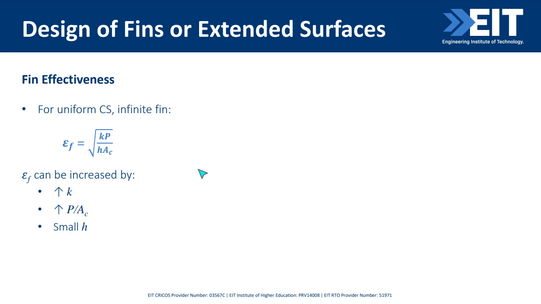Then we can also try to increase the surface area and reduce the cross-section area. So a higher perimeter with a lower cross-section area. That is something we can do, and it should be used with a smaller edge.